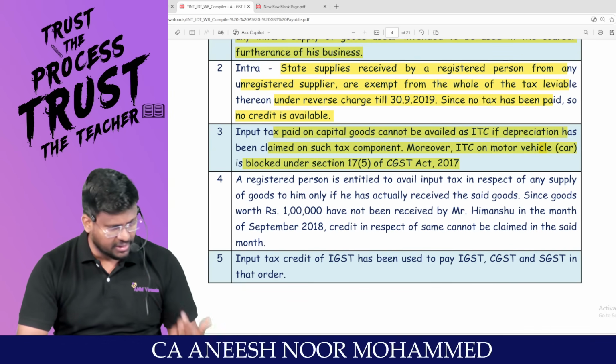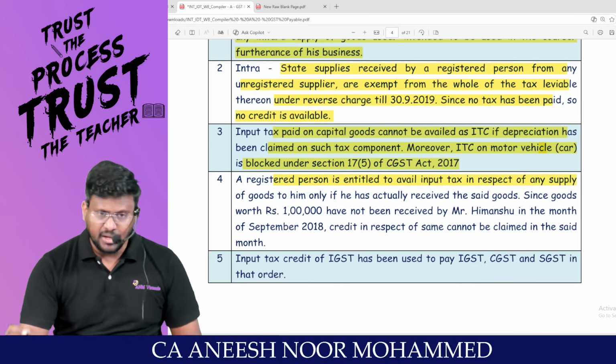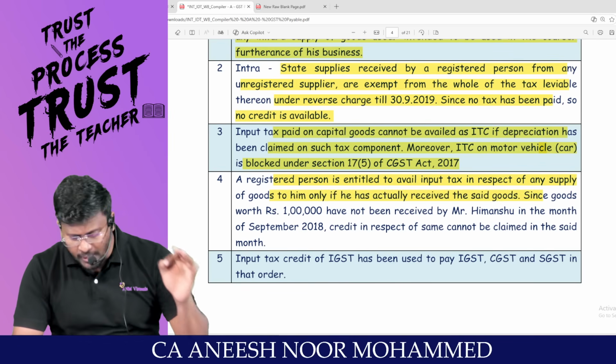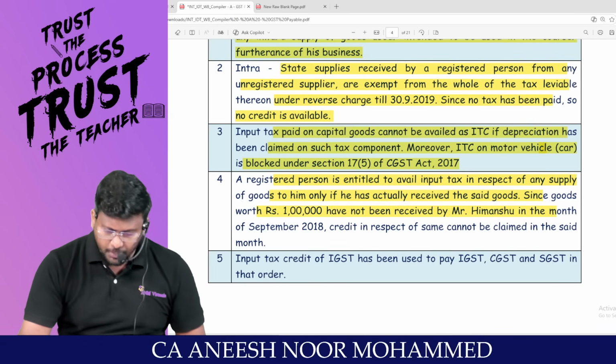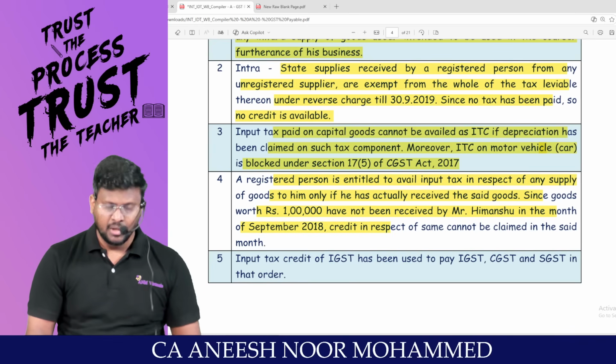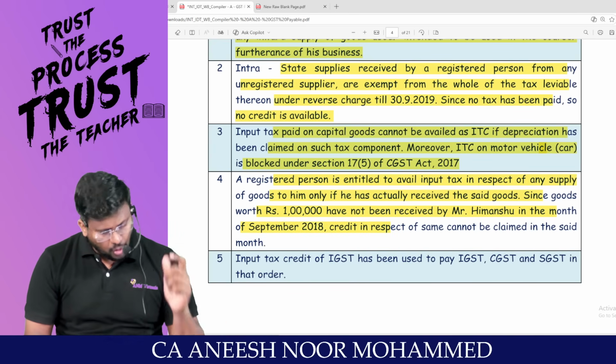That is also one of the reasons. A registered person is entitled to avail ITC in respect of any supply of goods to him only if he has actually received the goods. Since the goods worth rupees 1 lakh have not been received by Mr. Himanshu, in which month will it be received? It will be received in the month of October. So you can take credit in the month of October.